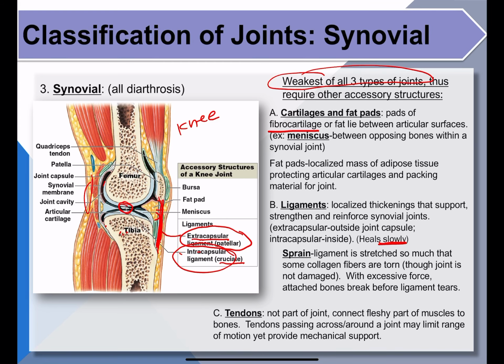Okay, and the third accessory structure we'll talk about is the tendons. Tendons are actually not considered part of the joint, but they do serve to connect muscles to bones. So ligaments are for bone to bone connection. Tendons are for muscle to bone connection. And just like ligaments, they also provide mechanical support and limit how far we stretch a joint, so we don't end up with injuries or displacing a joint easily.